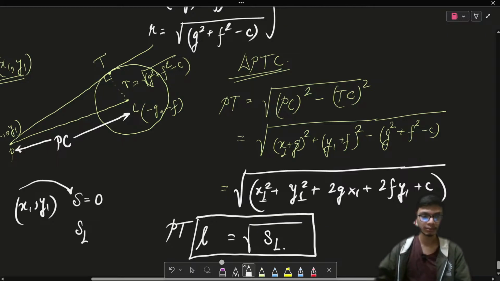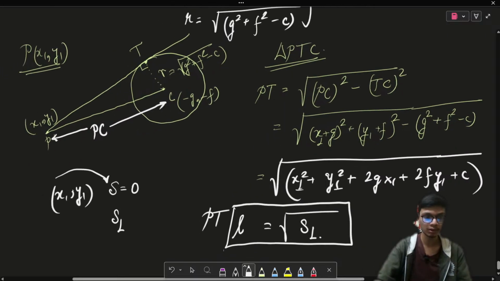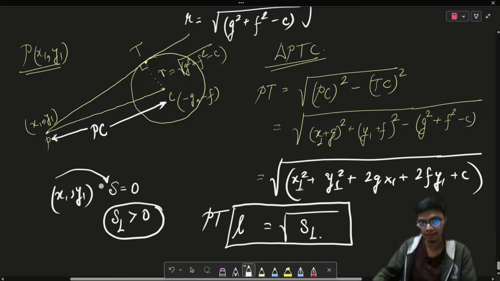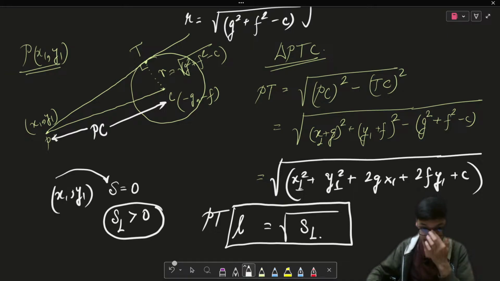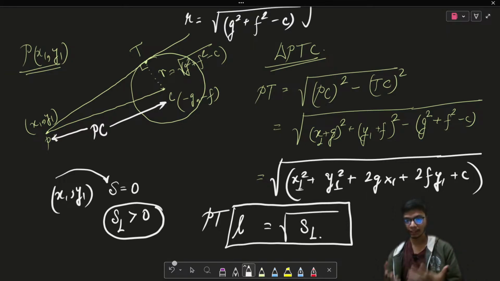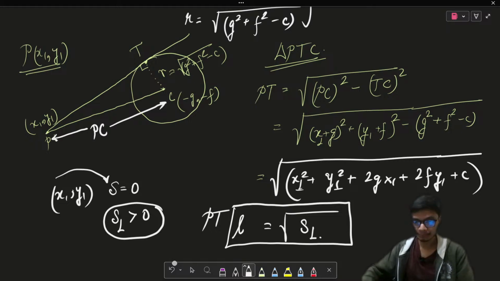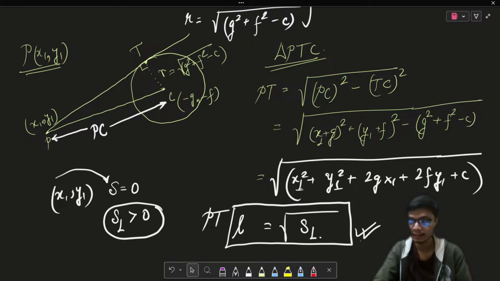If this point x1 y1 is outside the circle, S1 should be greater than 0, because it is lying outside, otherwise it cannot be a tangent. If S1 is negative, then I won't have the length of the tangent to the circle; it will be a complex imaginary number. So with this, we have discussed how to write down the length of a tangent to a circle from a point outside the circle. I hope this point is clear.